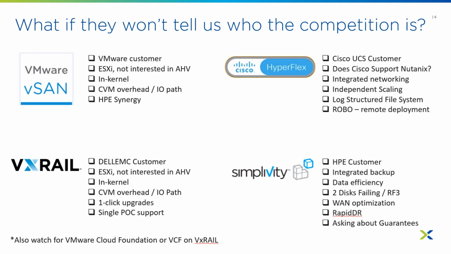In these conversations, an interesting way to tell is this: if you are having a conversation around ESXi as a hypervisor and there's not really a lot of interest in talking about AHV, then you know you're probably dealing with some VMware ESXi fanboys. If anything comes up around in-kernel versus CVM, or the overhead associated with CVM, or convoluted I/O paths, those are all standard FUD items that VMware is going to feed those customers, so you have a pretty good idea that you're up against vSAN.